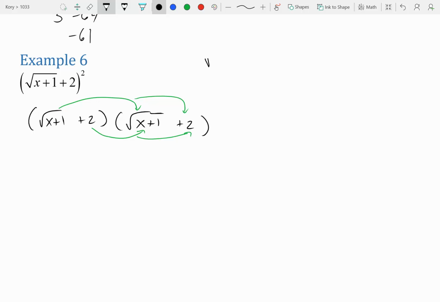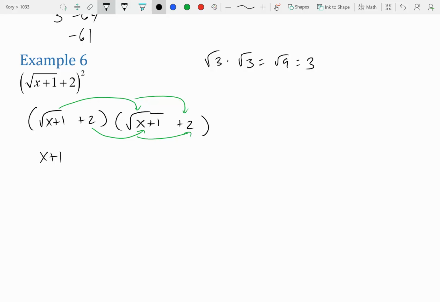Just like when we were doing the square root of 3 times the square root of 3, we got the square root of 9, which is 3. So here, we don't have to square them. We can just simplify it to x plus 1. That always happens, and you'll see later on in the semester why that is able to happen.